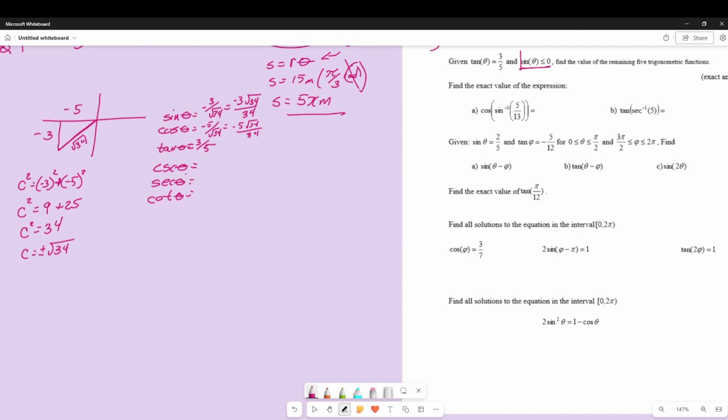That does make our cosecant the reciprocal of our sine, so I'm going to use the non-rationalized form because it's easier. Square root of 34 over 3, the secant being the reciprocal of cosine. So again, negative square root of 34 over 5, and cotangent the reciprocal of our tangent, 5/3.